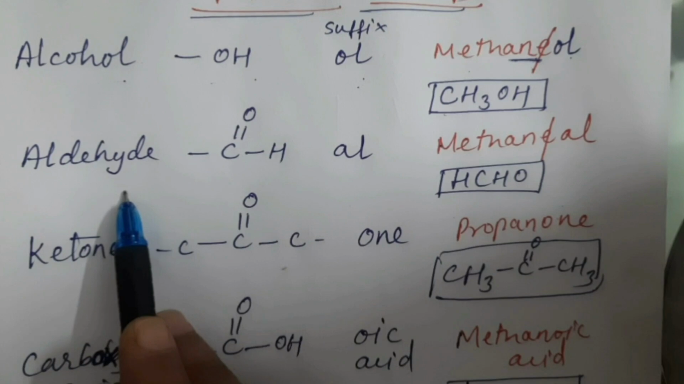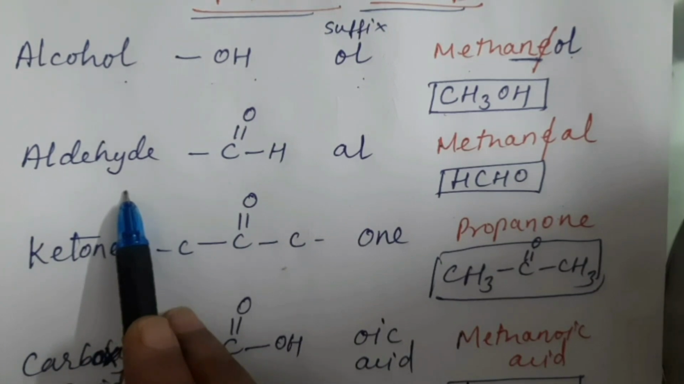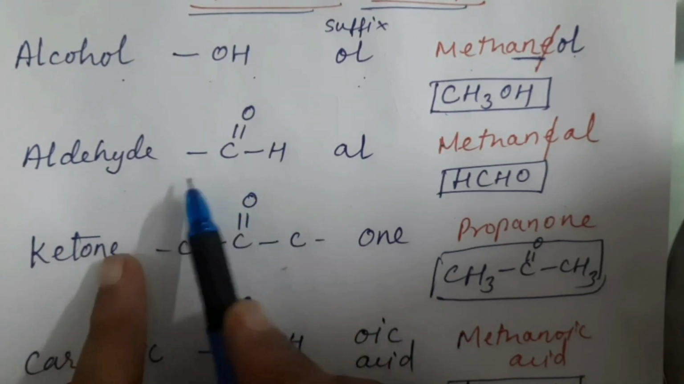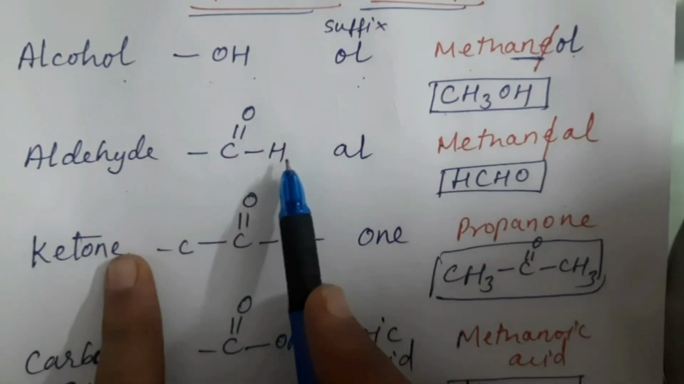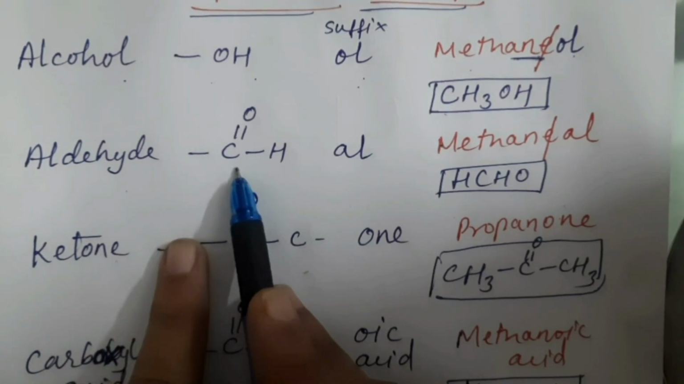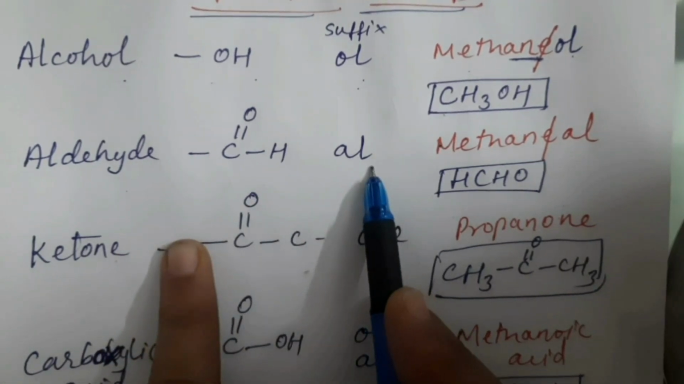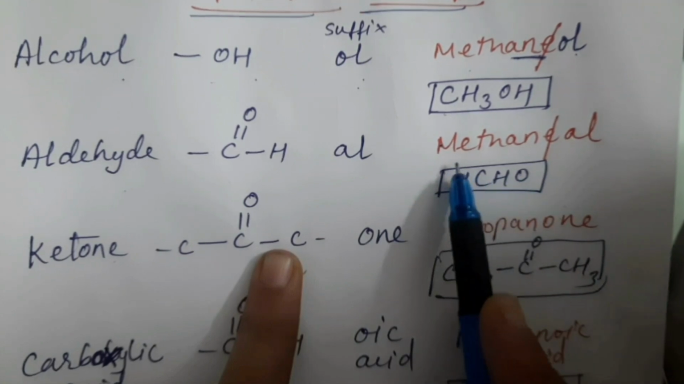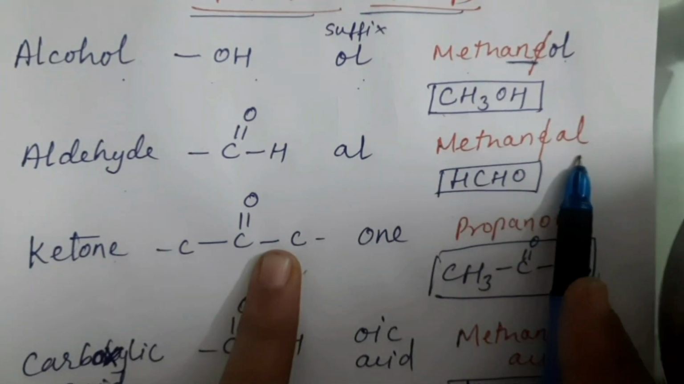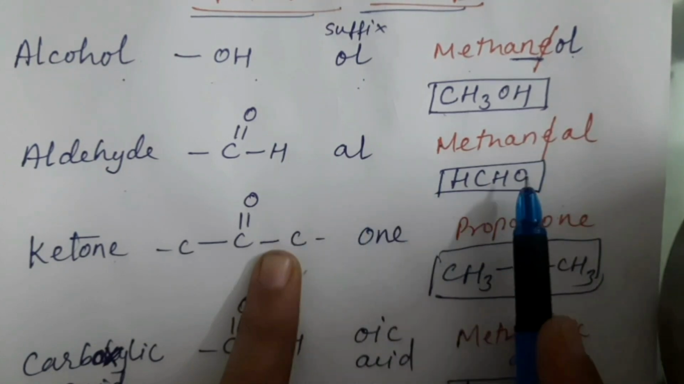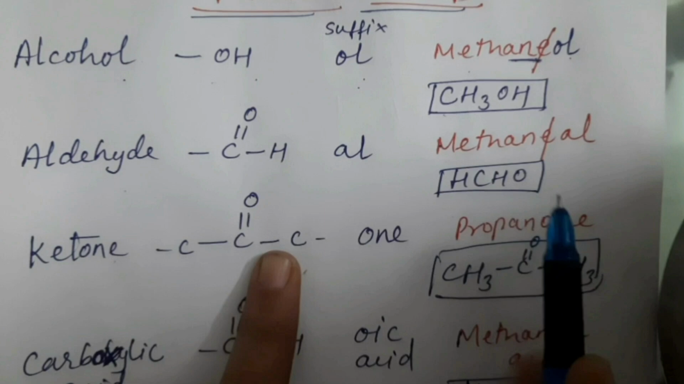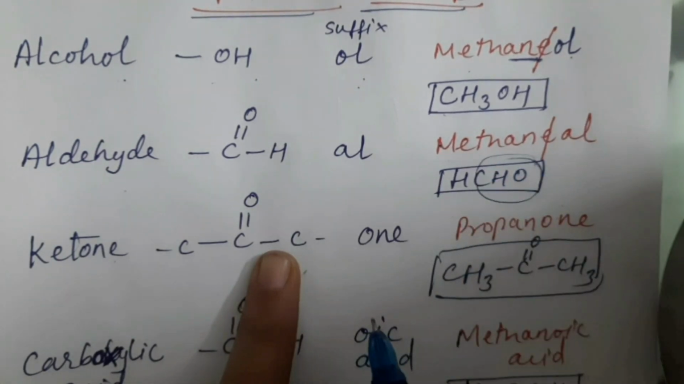Now for ketone, I already explained the difference between ketone and aldehyde. So here we are starting with aldehyde first. In aldehyde, there is an attachment of a C double bond O H group. And I told you that here the carbon must be the last carbon. And we add the suffix al. As again methane is the first member, replacing E with al, for aldehyde we call it methanal, and the formula is HCHO, where CHO is the functional group.